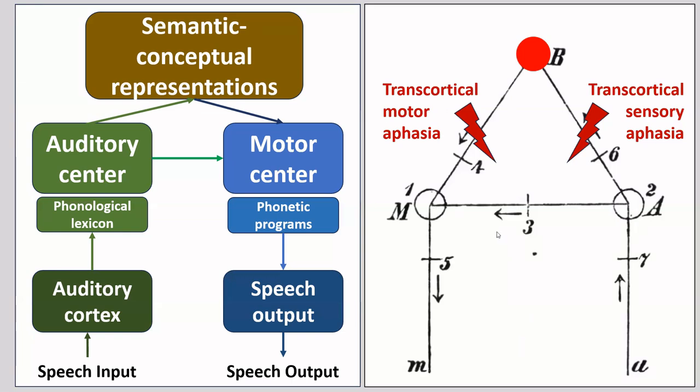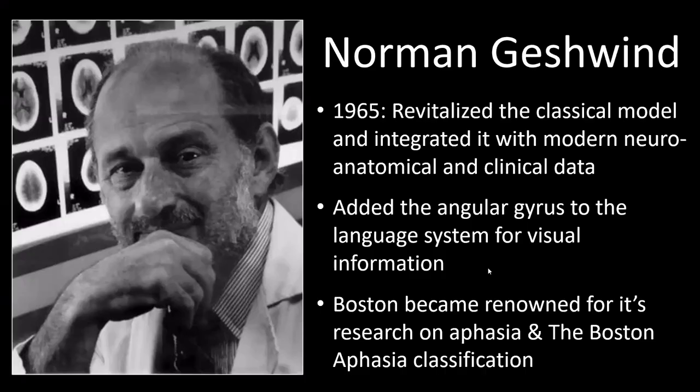This model is called Lichtheim's golden house, or Lichtheim's house, because it looks a bit like a house. And how did it happen? Nobody knows, but the Broca-Wernicke-Lichtheim model was also pretty quickly forgotten. Immediately from the onset, the model was quite contested. There was a lot of debate.